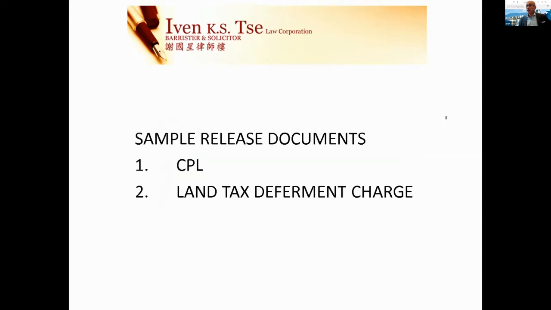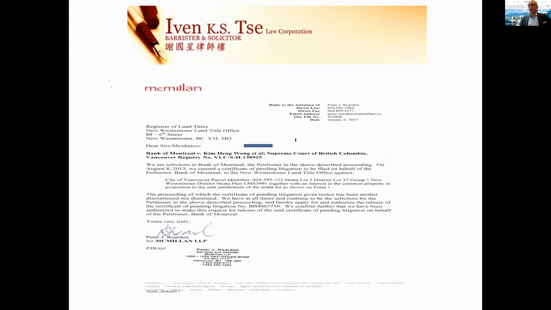Okay, so I just want to show you that, and sample release documents, because hey, once it's on, how do you get rid of it? It's good to know that, and how easy it is to remove it or not. For CPLs, you need a release letter from the person claiming the lease on the property. So the idea is that there's a lawsuit, and a CPL lien is placed on it.